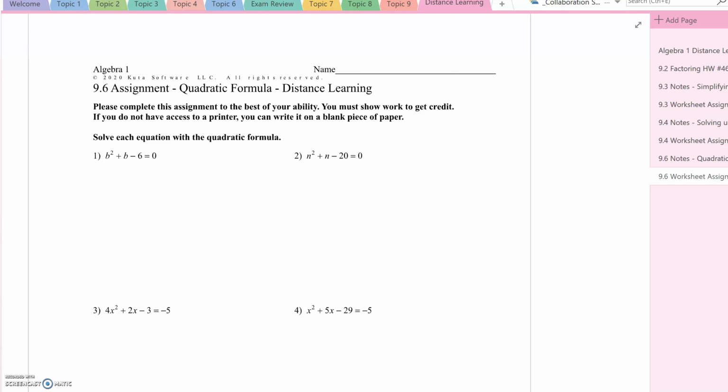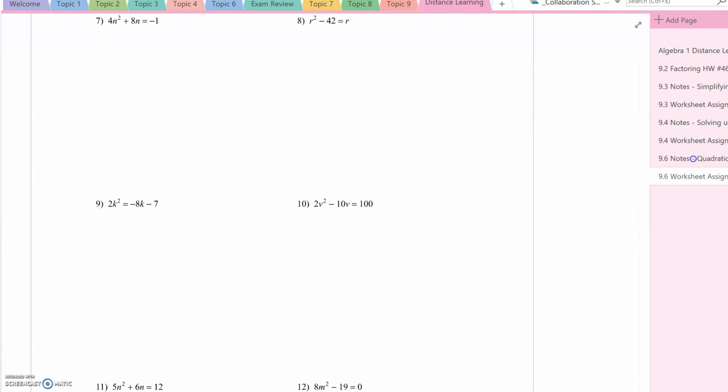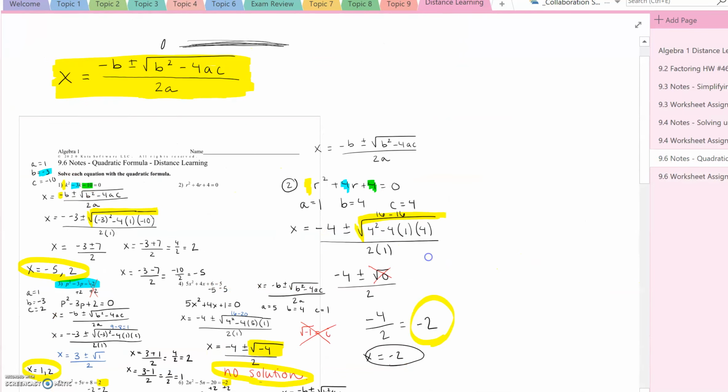So you're going to work on this assignment just like usual. You're going to take a picture of your work and submit it. I would also like you to take a picture of your notes and submit those as well. That way I know you watch these videos along with me. And then you also have a Pearson Realize assignment on the quadratic formula. It's 9.6. I don't remember the number that goes along with it. So those are your assignments for the 9.6 section.